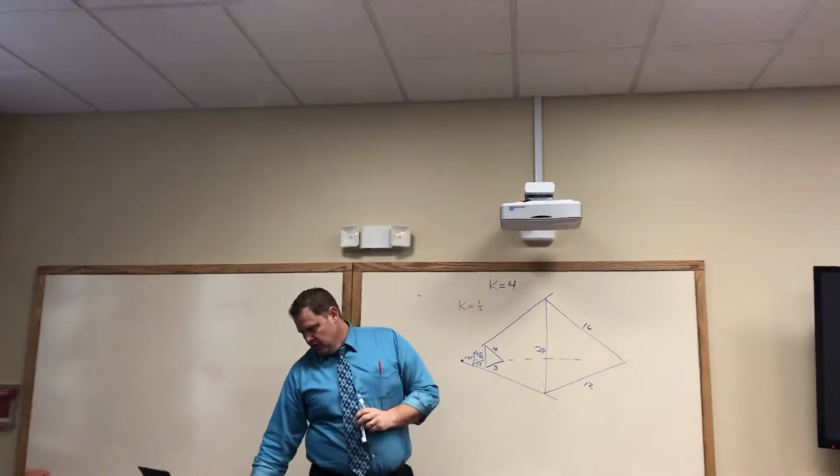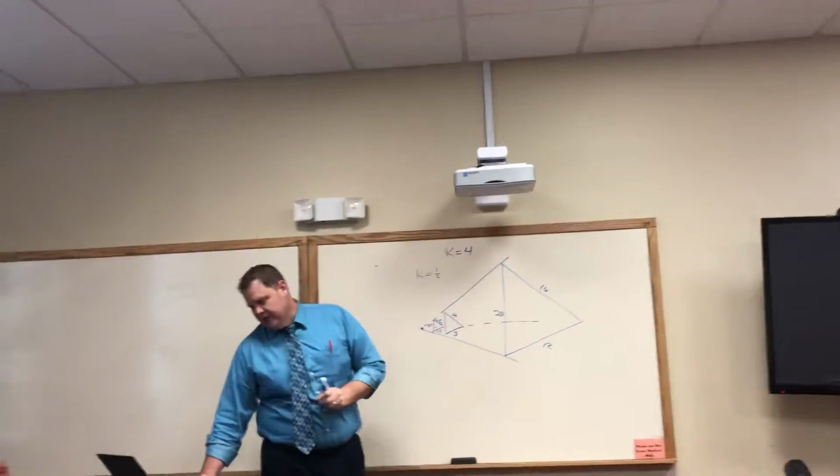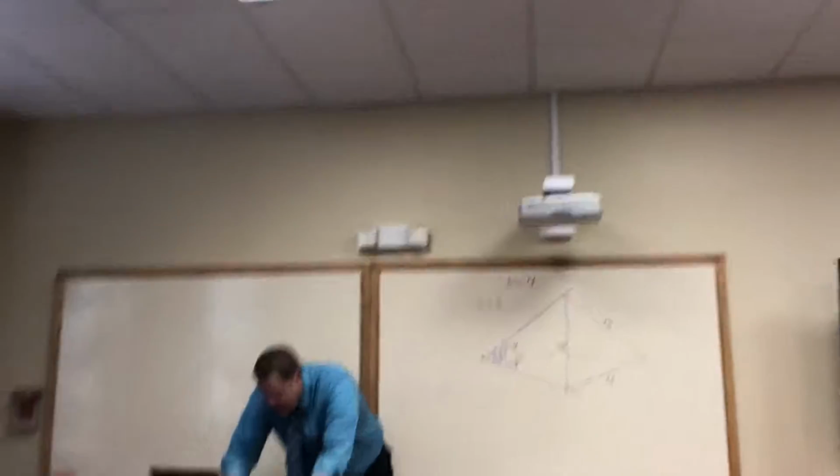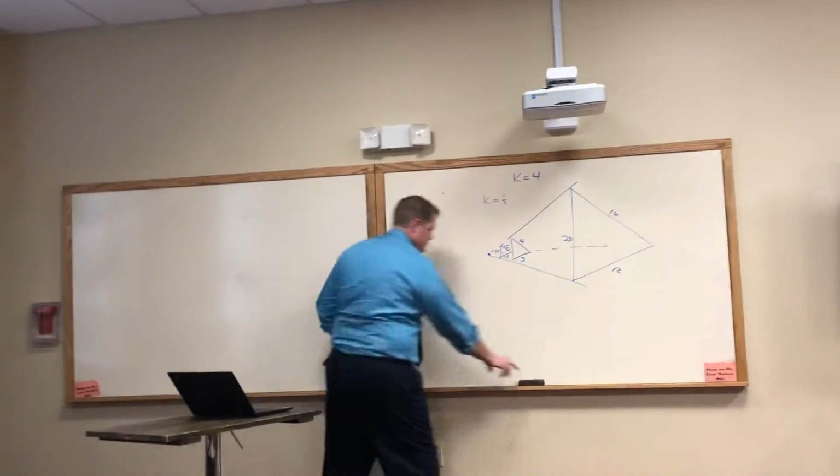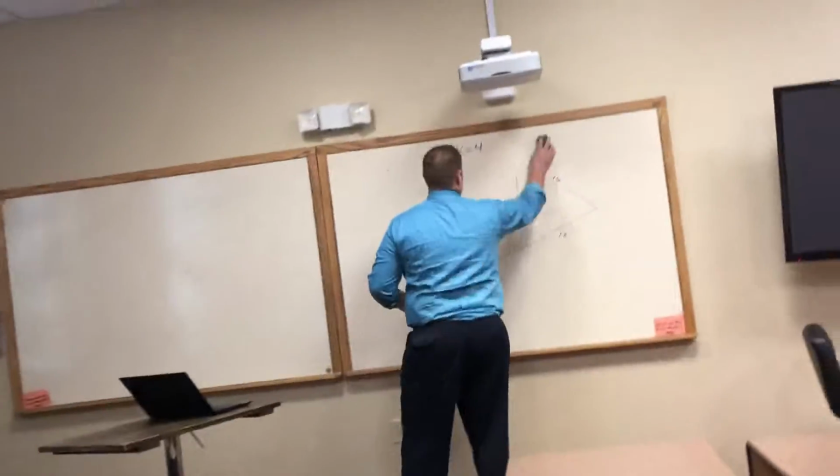All right, so look at example number 3 in your book. You have your book. Go to your book. You'll see example number 3. It gives you 2 triangles.